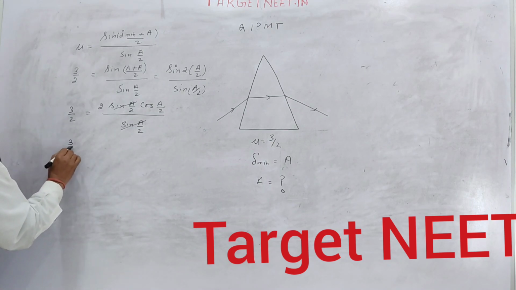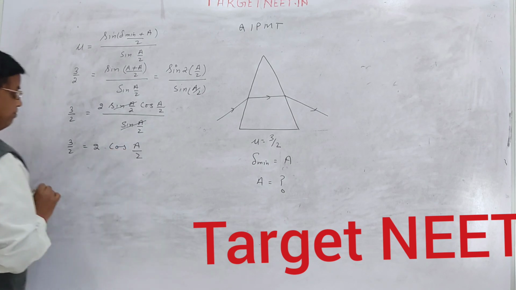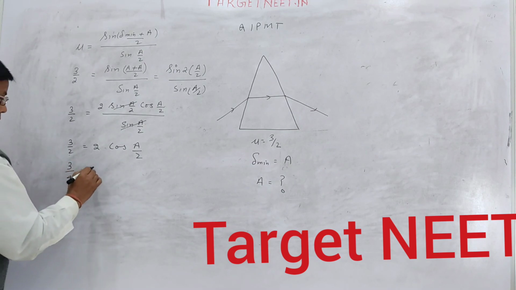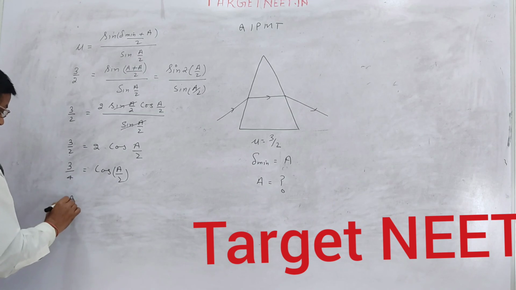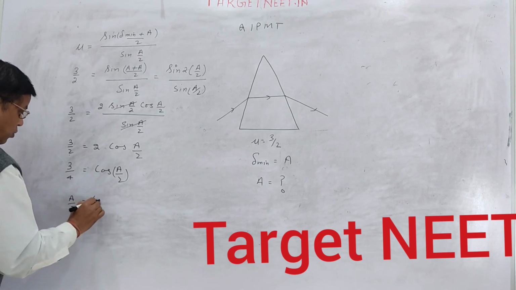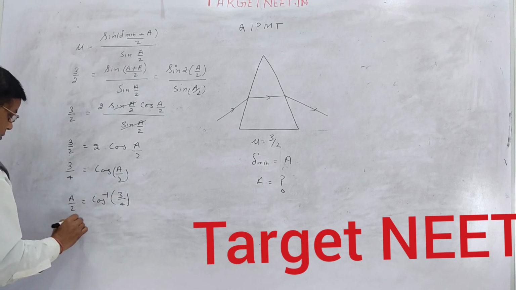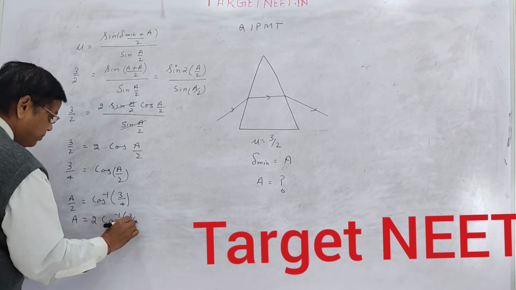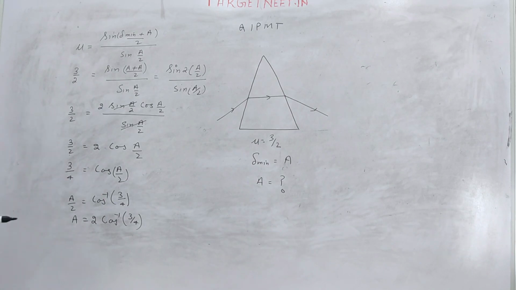So sine A by 2 cancels. So it is 3 by 2 is equal to 2 cos A by 2, or 3 by 4, I am moving this 2 on this side, is cos A by 2. Now A by 2 is cos inverse 3 by 4. So A is 2 times cos inverse 3 by 4. This is the answer. So these are the few questions regarding prism.